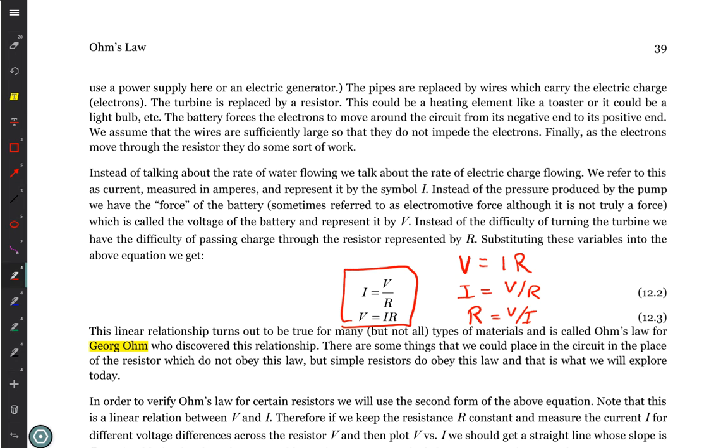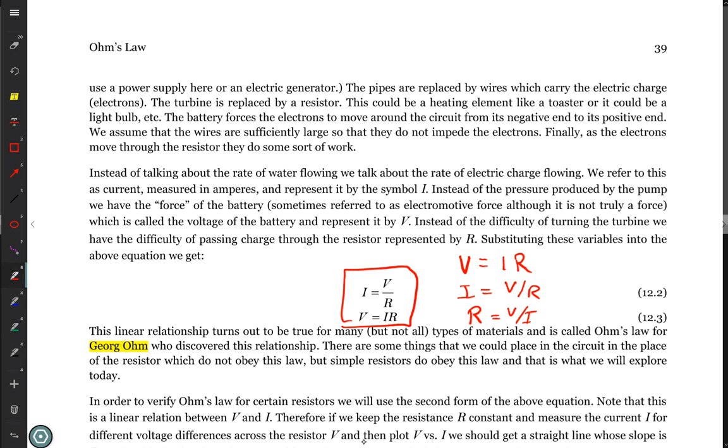that really is a powerful equation. A lot of what we do in electronics, if you understand that, you can figure out what's going on. So that's what we're going to explore today. We're going to explore this equation. And specifically, we're going to check to see if it's true.